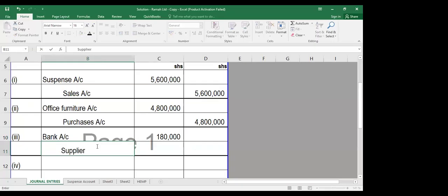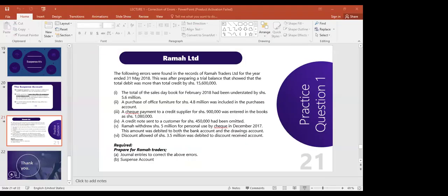Supplier account by that same amount, because now we had debited him with a higher amount, yet he's still demanding money from us because we paid him only 900,000. So we credit him. Okay. So let's look at another scenario, scenario 4.